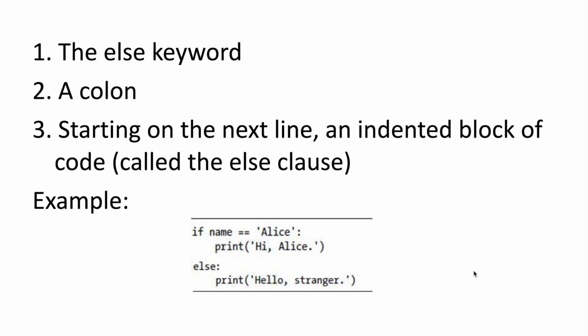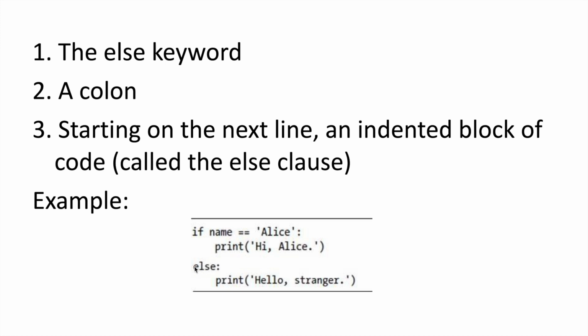We'll see the example. See, if name is equal to Alice, print Hi Alice. If name is not equal to Alice, print hello stranger. Okay, if only name is equal to Alice, it will print Hi Alice. So if name is not equal to Alice, instead of just being skipped, what will it do? It will print hello stranger. Getting my point?